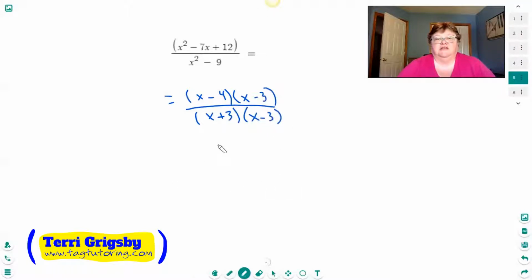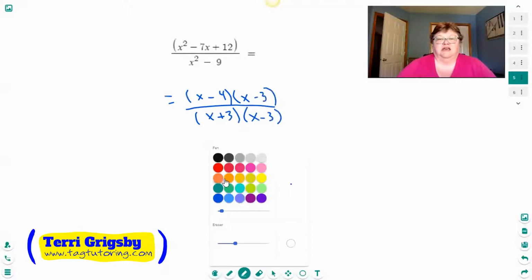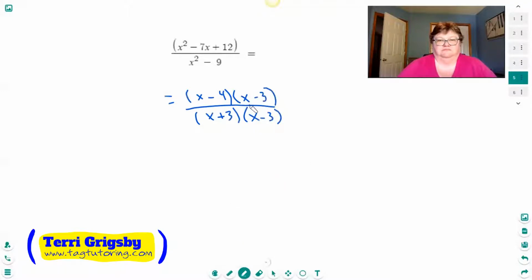So again, everything's factored. As soon as it's factored, it's okay to cancel. So this time I'm going to cancel the x minus 3's. As long as I take everything around that minus sign with me when I cancel, I know I've done it correctly. Okay, and so now my leftovers are x minus 4 over x plus 3, and that's correct. The math police aren't going to arrest me, and I've got it right.